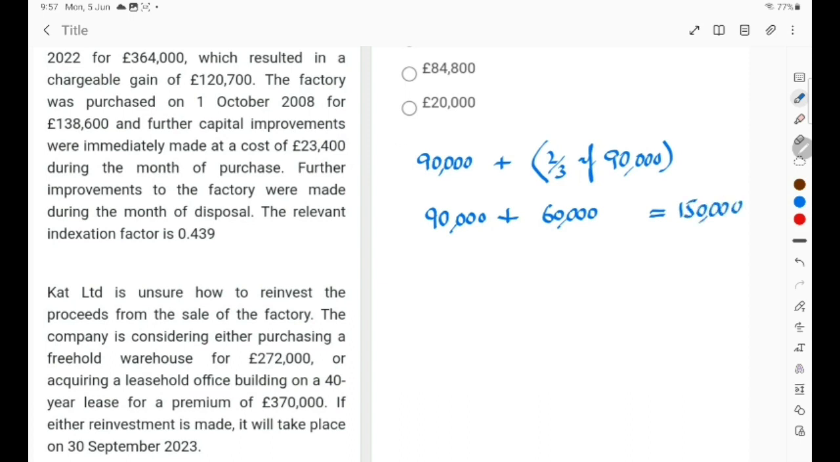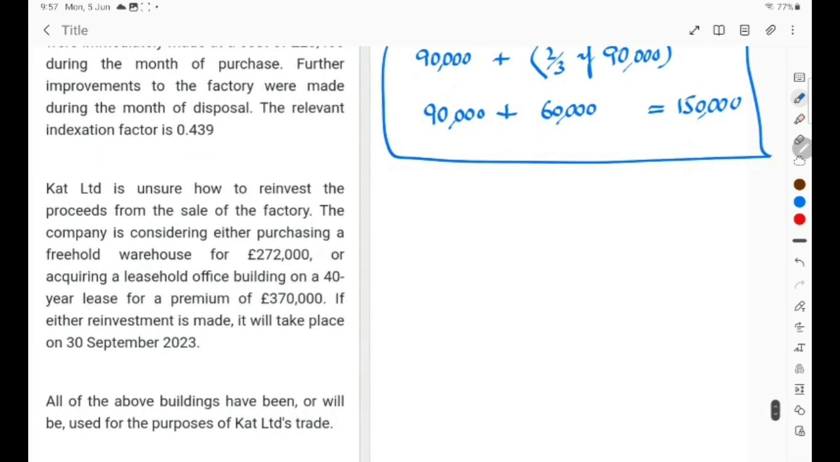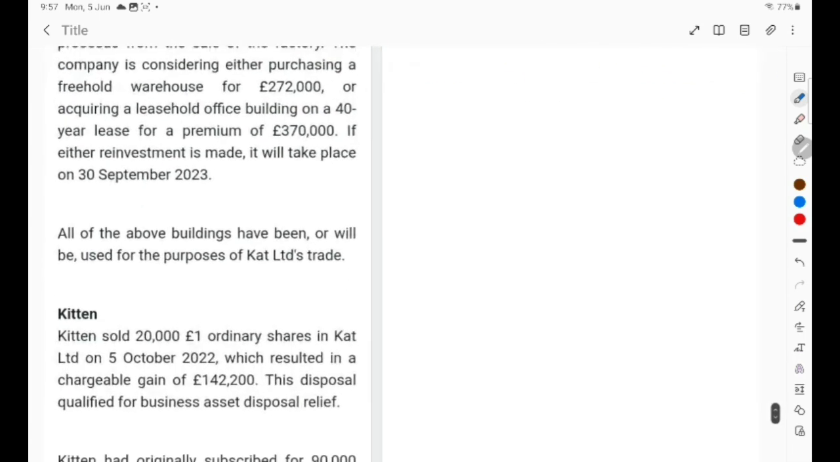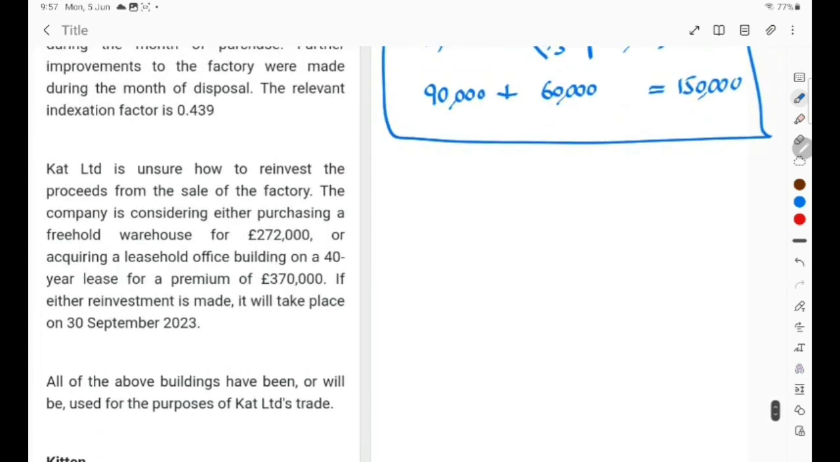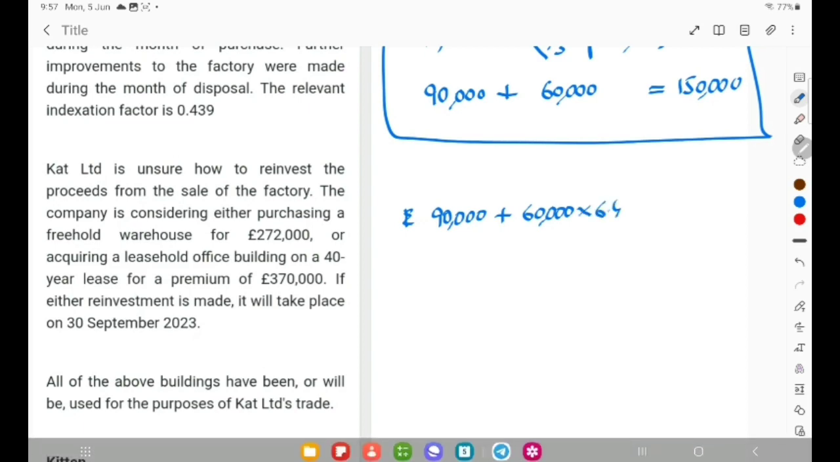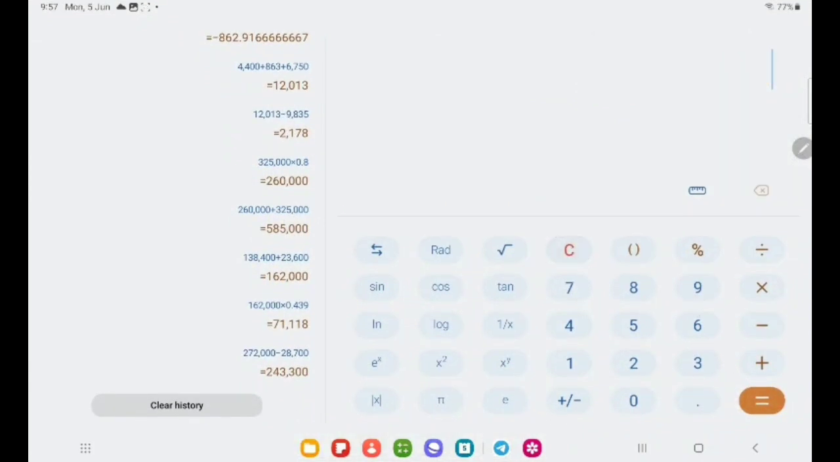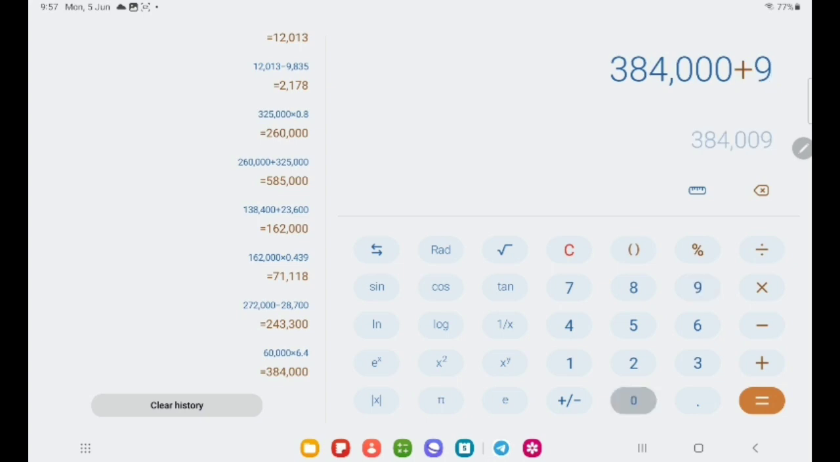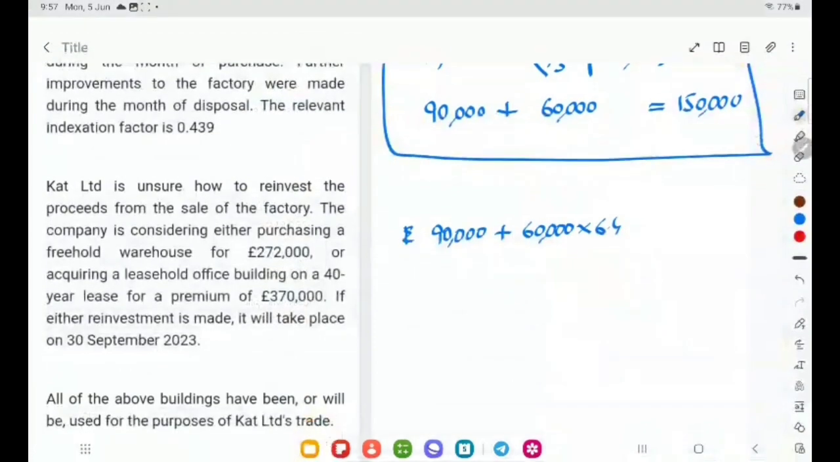What is the value of the shares? Now we have to consider the value of the shares. First, the 90,000 shares have a value of 1 pound each, so 90,000 pounds is the value of the first 90,000 shares, plus a further 60,000 shares issued at a price of 6.4 pounds. So it will be 60,000 multiplied by 6.4 plus 90,000. So the total value is 4,74,000.